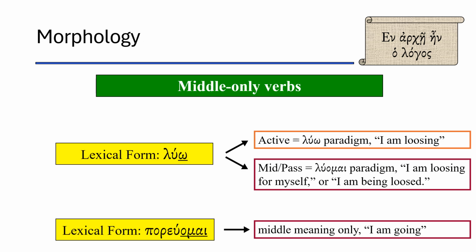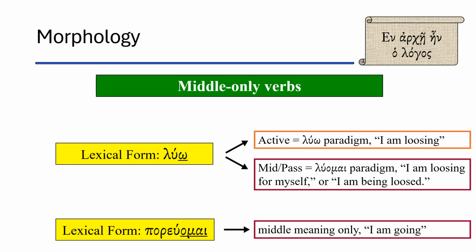Most of your words are going to end in an omega, most of your verbs. However, there are some that are middle only, and those end in omai in the lexical form. So if you memorize your lexical form, you're going to know which words are middle only and which words can be active and or middle passive.